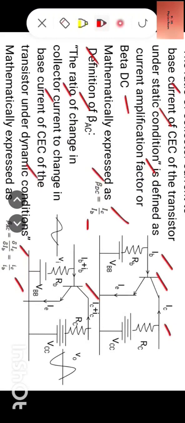Now look at this circuit diagram. At the input we apply AC, and at the output also we get AC, which is out of phase. Now input current is capital IB plus small IB, because IB changes according to the input signal. Now output current is capital IC plus small IC. So change in collector current is small IC, change in base current is small IB. Therefore beta AC is equal to small IC by small IB.